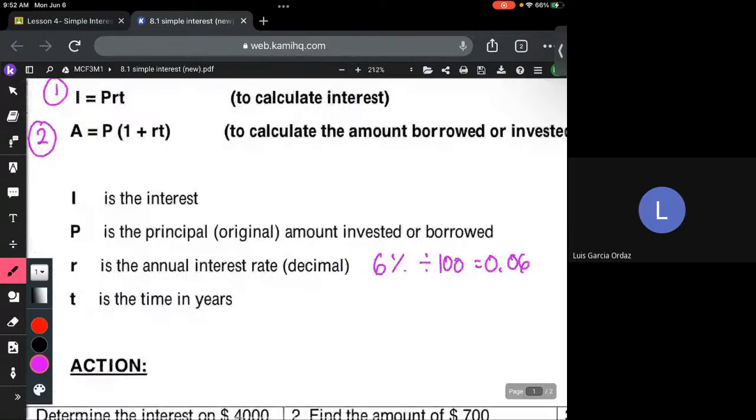Now the time is always going to be in years. So if it's in days, you have to convert it into years. If it's in months, you convert it into years, and so on and so forth. So how many days are in a year?